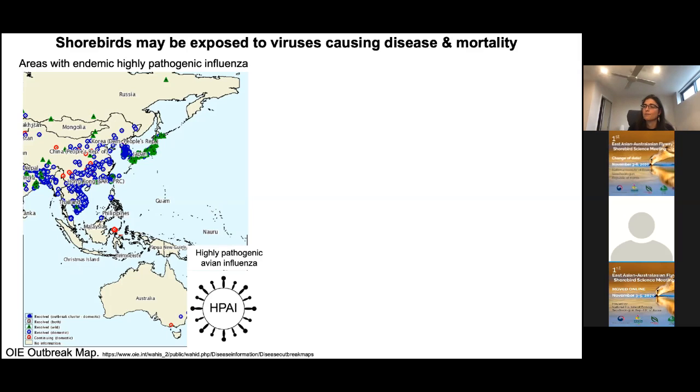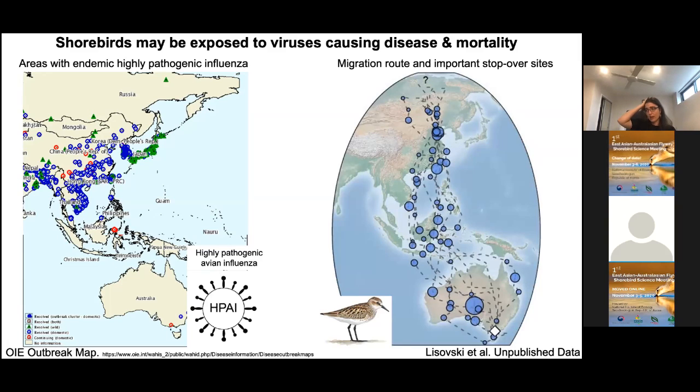Now, the concern obviously is when we look at our shorebird migrations, they're stopping in locations where these viruses are largely endemic. Now, obviously, chicken barns are not found on mudflats per se, but there is always a risk of transmission from poultry into wild birds, perhaps not directly to shorebirds, but through other bird-mediating species.